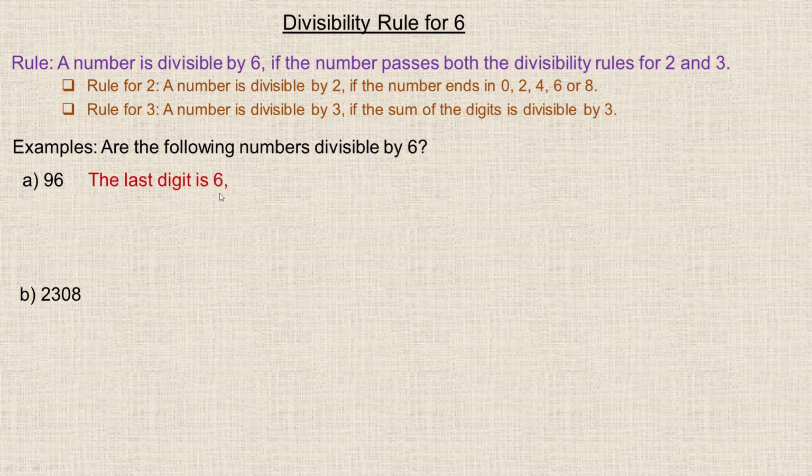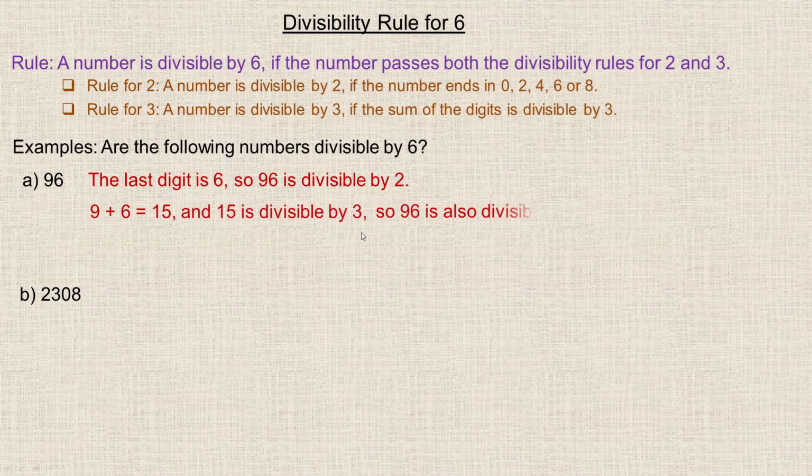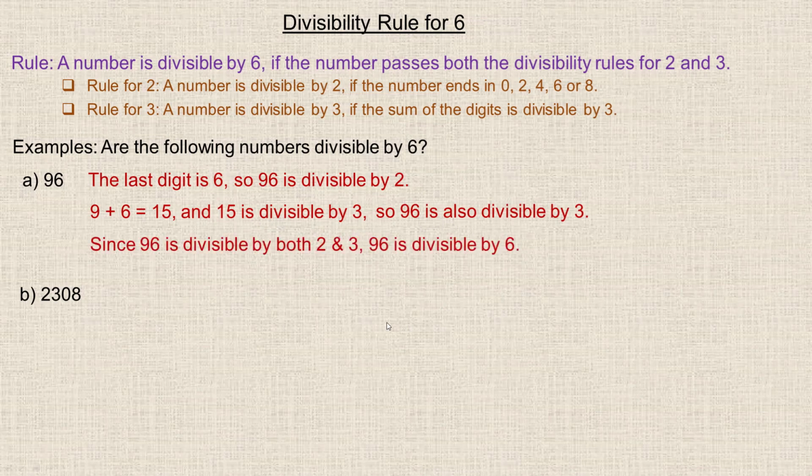So for 96, the last digit is a 6, and 6 is one of those even numbers. So that means that 96 is divisible by 2. Now let's check it for 3. So we add 9 and 6 to get 15, and 15 is divisible by 3. So that means that 96 is also divisible by 3. And since 96 is divisible by both 2 and 3, that means 96 is divisible by 6. So we check it for 2 and 3. If it's divisible by both, then it's divisible by 6.